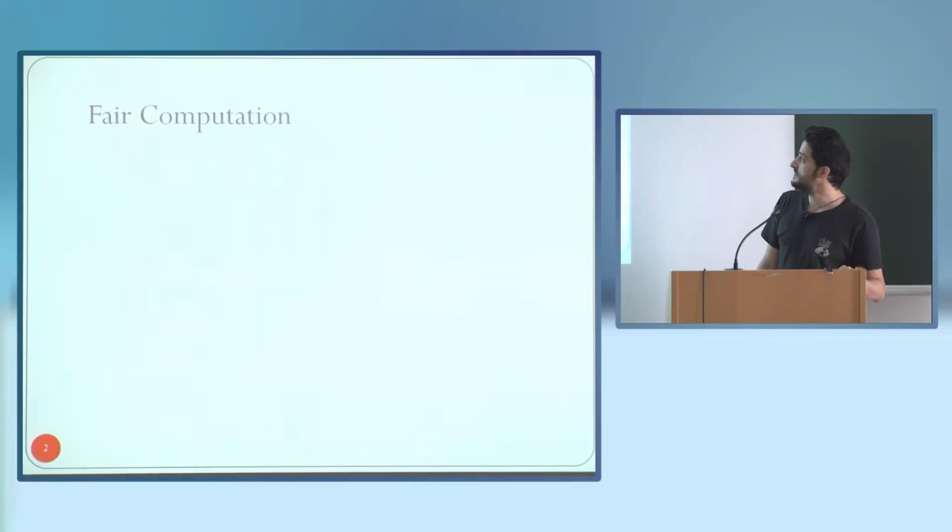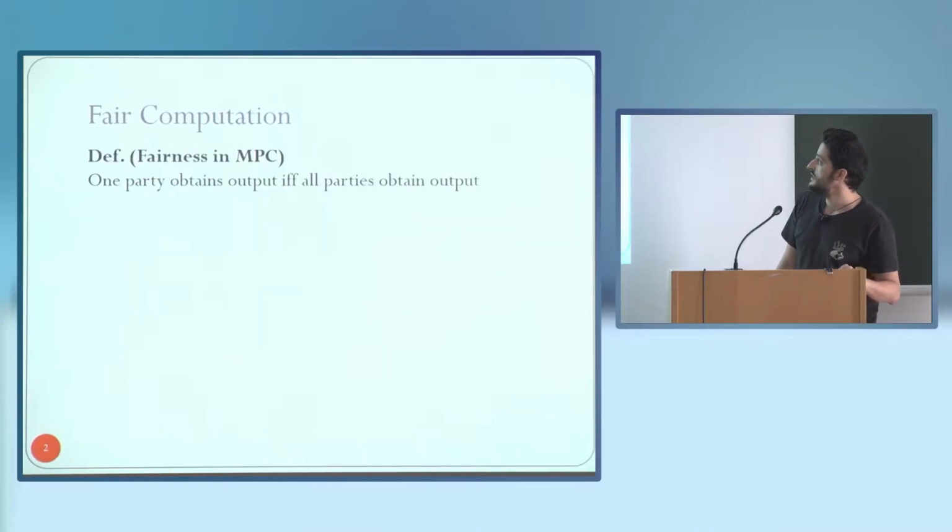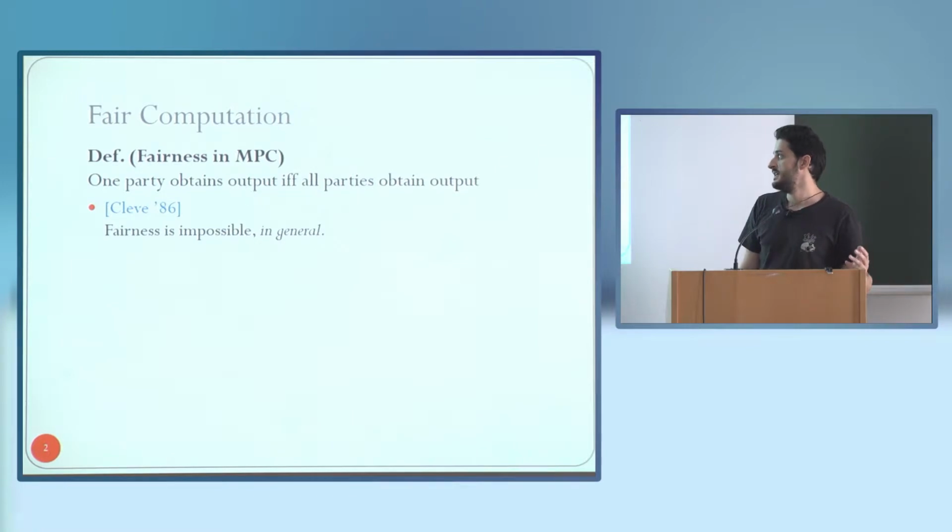So fair computation is the multi-party computational task that demands that if one party obtains output, then all parties obtain output. Okay? And this is a natural security requirement. We can think of things like signature exchange, where it would be very important. And unfortunately, a classic result by Cleve shows that fairness is impossible in general.